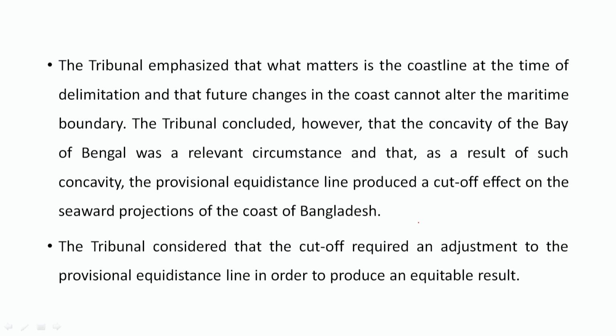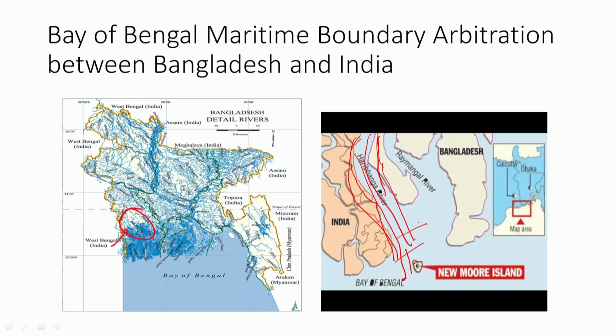So what is basically the reason here? Because of the concavity of the Bay of Bengal, the movement of any such ship or the trawlers gets affected. Why does it get affected? Let's see here. I will show you again. Let's take this map into consideration again.